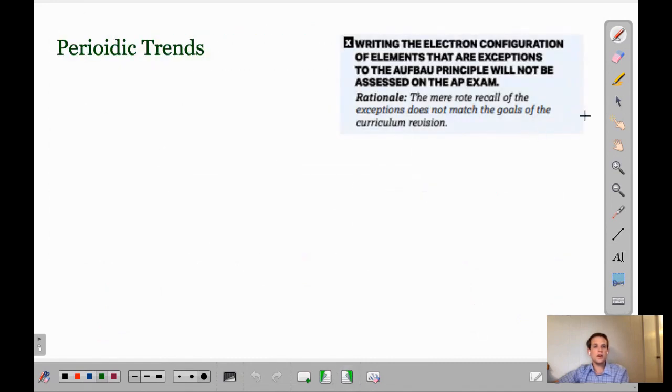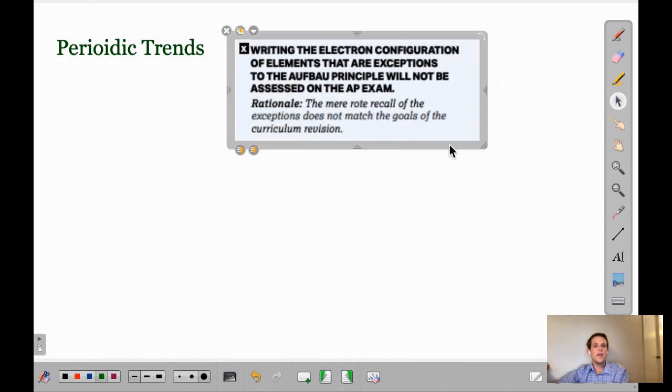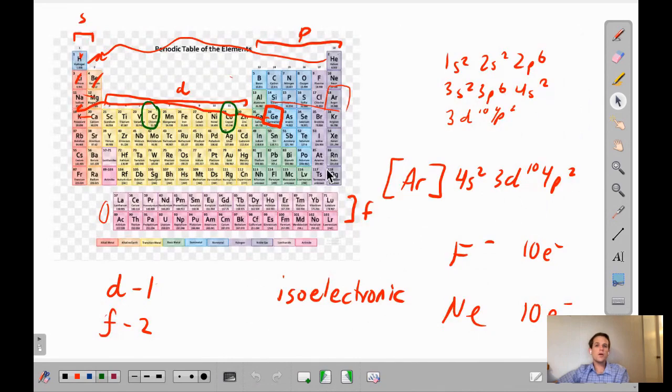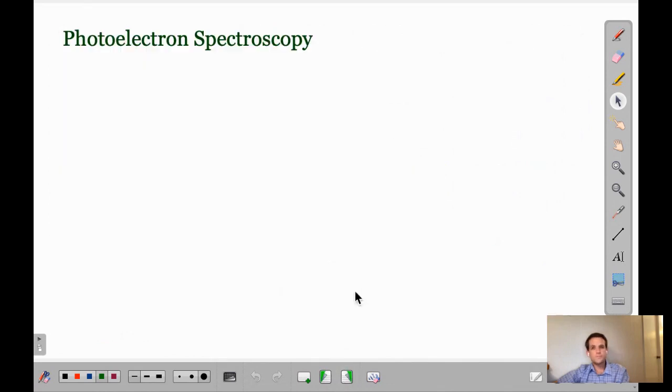In 2 sections from now, we are going to see this one, and it says, don't ask me why it's on this slide, it's because that's how it's organized in the AP College Board materials. Writing the electron configuration of elements that are exceptions to the Aufbau principle will not be assessed on the AP exam. So you don't have to worry about copper and chromium. That's an exception to the Aufbau principle. Don't stress on it. Okay, so our next topic is going to be photoelectron spectroscopy.